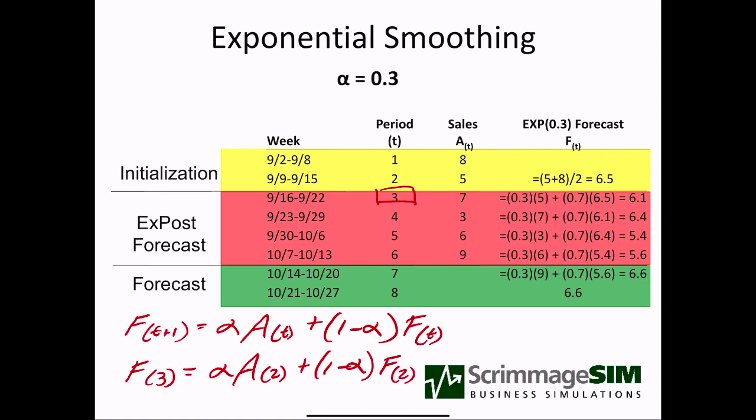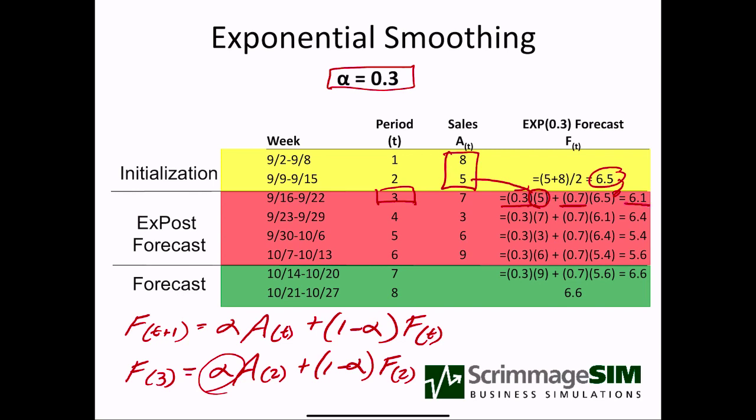And if we look at what we have, alpha is given as 0.3 in this example. This is a parameter that you as the forecaster pick. Again, something around 0.2 to 0.3 is typically a useful value. We're using 0.3, so alpha, that's this part, times the actual sales we had in period 2. That came right from here. 1 minus alpha is 0.7 times our previous forecast, which we got as part of our initialization, just averaging our first 2 sales values to get a starting forecast. That gives us a forecast of 6.1.